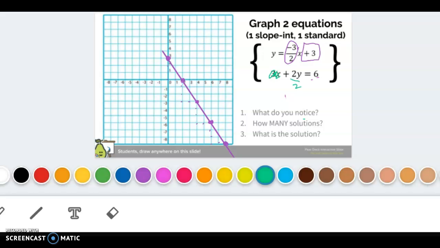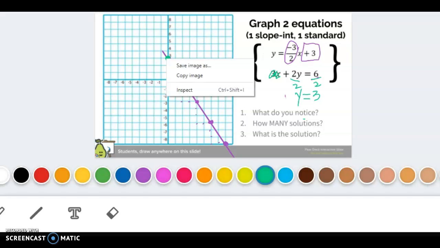So I'm going to divide by 2, divide by 2. Y is equal to 3. No wonder it looked weird. So Y is equal to 3. So at Y, I'm going to put a 3. I'm going to put my dot at 3. That's my Y intercept. Okay, so now I'm going to do the other way.